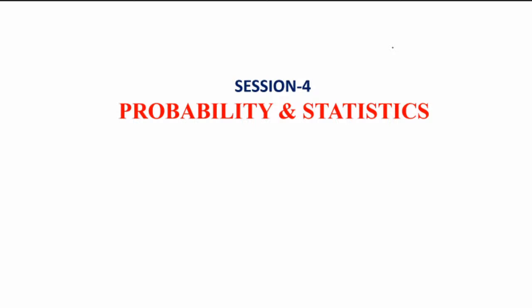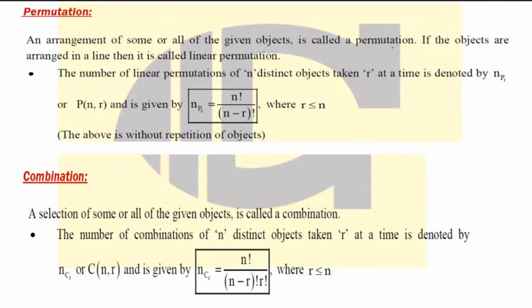Today I am going to discuss a lecture on probability and statistics. In the previous classes, we had discussed matrices and numerical methods. Now, today, probability and statistics. Before going to discuss, we have to learn some basic definitions. The next slide: this is permutation and combination, which is from 11th class.